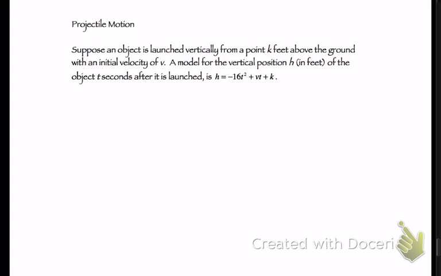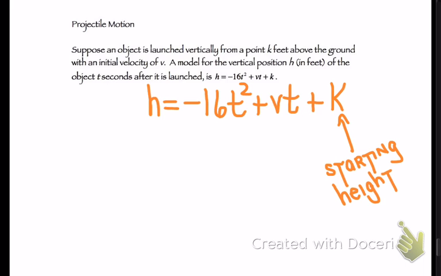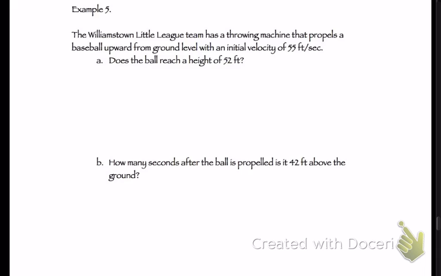Key formula that you're going to need to remember about projectiles is obviously that one right there. H equals negative 16t squared plus vt plus k. K, you know from chemistry, is your constant. In math, it's still your constant, but in this case, when we talk about projectile motion, it's going to be our starting height. So K is always going to be your starting height. Obviously, then V is going to be your velocity, T is going to be time, and H is going to represent the height. So let's take a look at some problems.